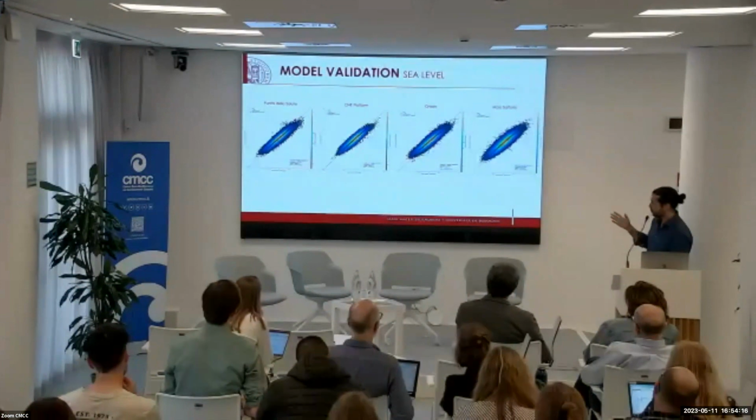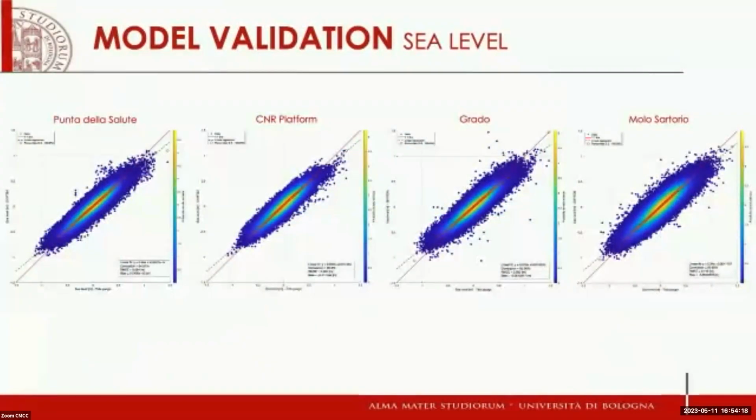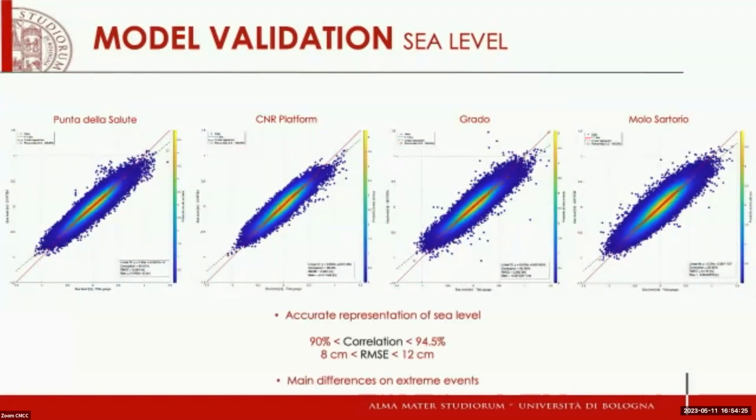Density scatter plots, just to show how good we are at representing the sea level. As I said, we consider that we have an accurate representation of sea level, with correlations between 90 and 94%, and root mean square error of about 8 to 12 centimeters. And as I said, the main differences are in the extreme events.